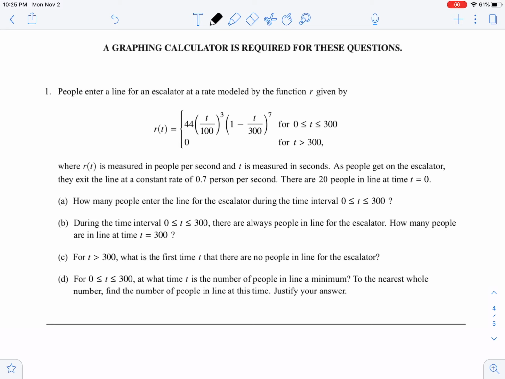Next, we can actually do all of these, and we'll just set them up, because again, we have a calculator. People enter the line for an escalator at this rate, and we have a function here. This is how they enter the escalator. They also exit the escalator at a constant rate of 0.7 people per second. At time 0, there are 20 people in the line.